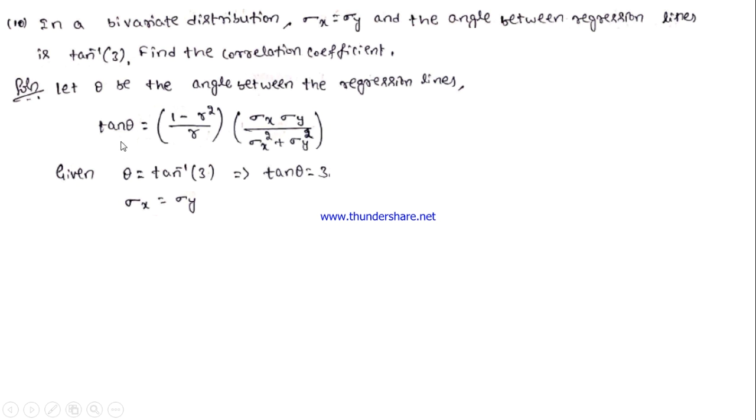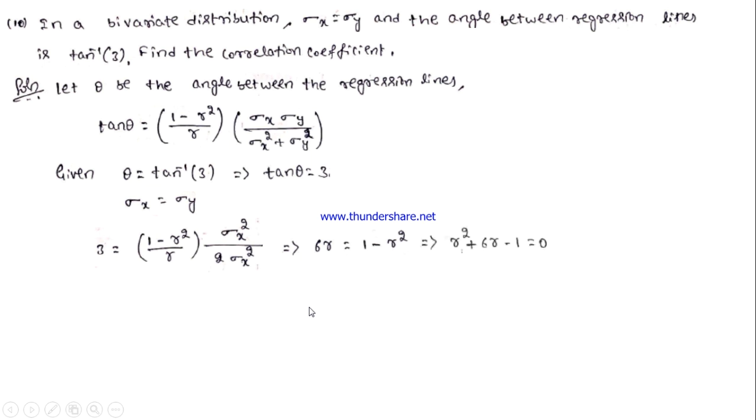By using these two in this expression, we get 3 is equal to 1 minus r square by r. This is sigma x into sigma x, that is sigma x square. Sigma x square plus sigma x square, that gives 2 times sigma x square. On cancellation and through cross multiplication, we get 1 minus r square is equal to 2r into 3, that is 6r. Now take everything to the left hand side. We get r square plus 6r minus 1 equal to 0. It is a quadratic equation in r, and solve it.